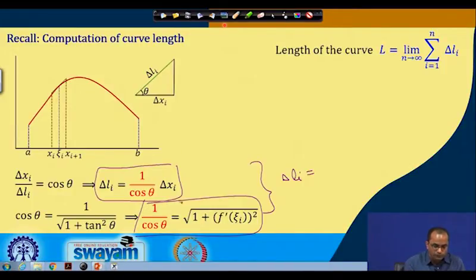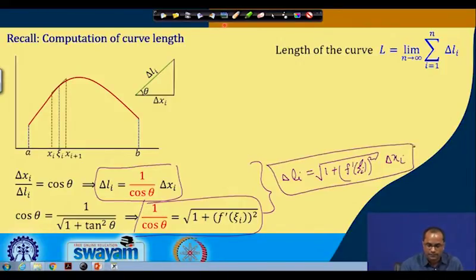So, 1 over cos theta will be replaced by 1 plus f prime xi i whole square, and then we have here delta x i. So this delta L i in the summation here we will replace by the square root of 1 plus f prime xi i whole square, multiplied by this delta x i.